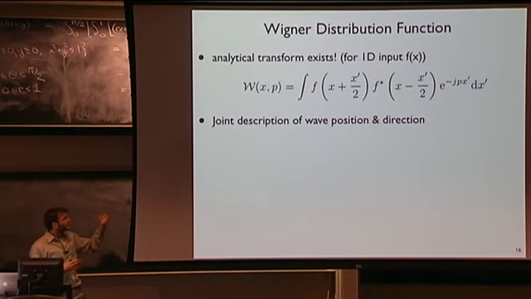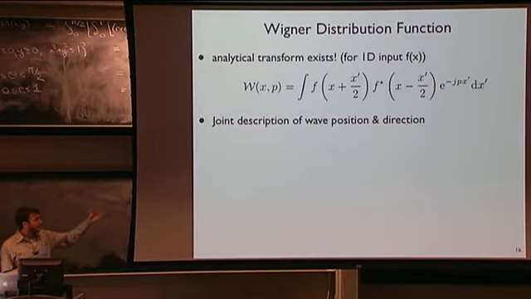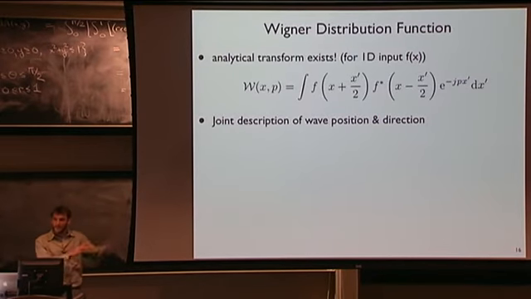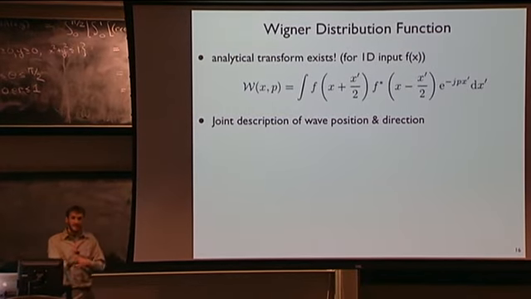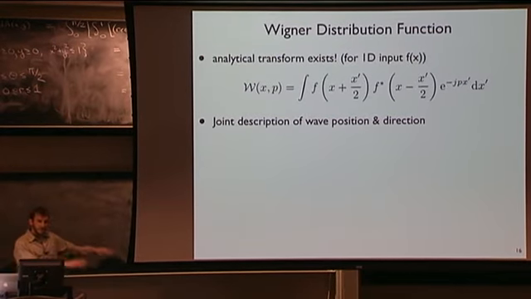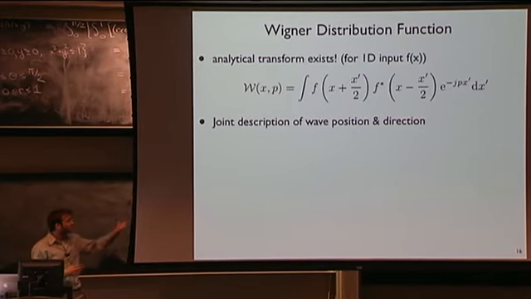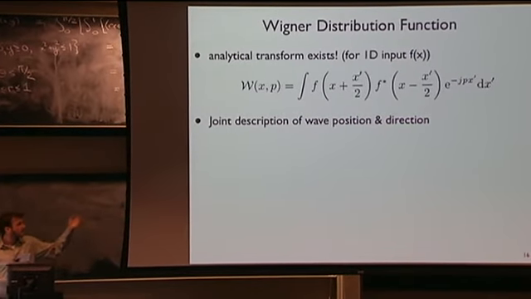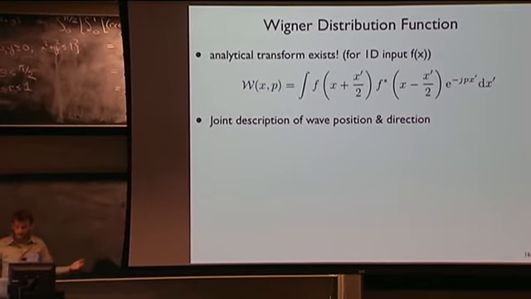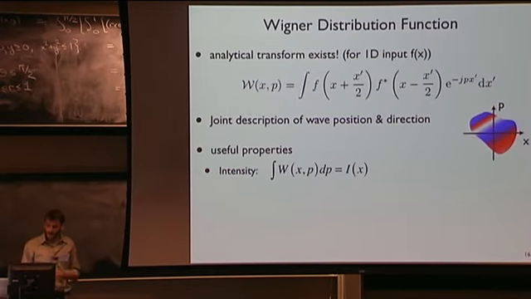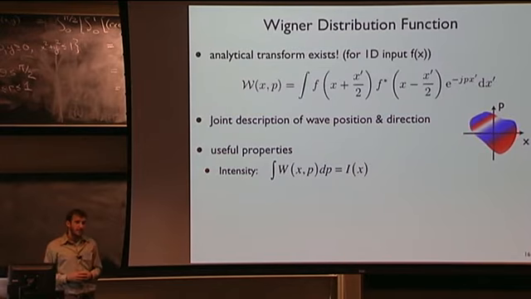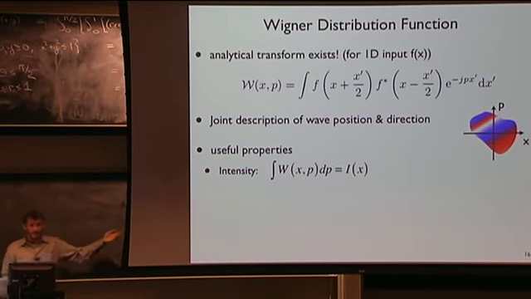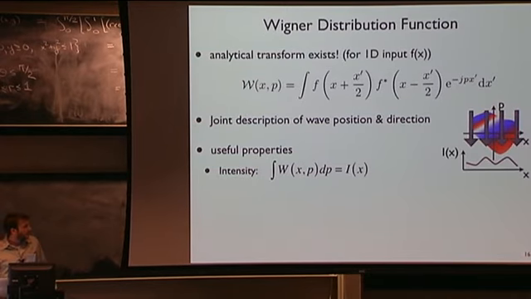For a 1D input, f, you get this equation, and you can see it looks like a Fourier transform, but there are these two variables, which help you step up from a 1D function to a 2D function. Putting all the math aside, you can just think of it as a joint description of a wave's position and direction, just like a light field, but for waves. It has some really useful properties. Just like a light field, if you integrate along the angular variable, p, you get the intensity of whatever you're looking at. Here I'm just graphically illustrating that.